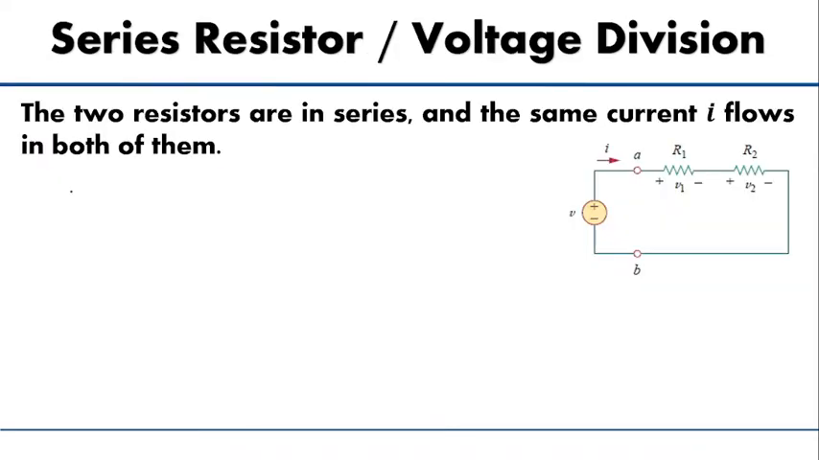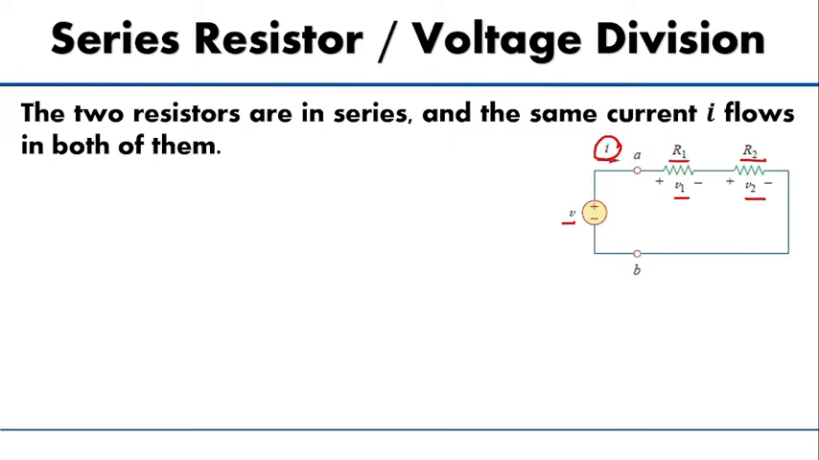Let us see voltage division rule for the circuit consisting of resistances connected in series. Here in this circuit we have the resistances R1 and R2 connected in series with the voltage source V. The voltage across R1 is V1, the voltage across R2 is V2, and we need to note that the same current I will flow through both the resistors.